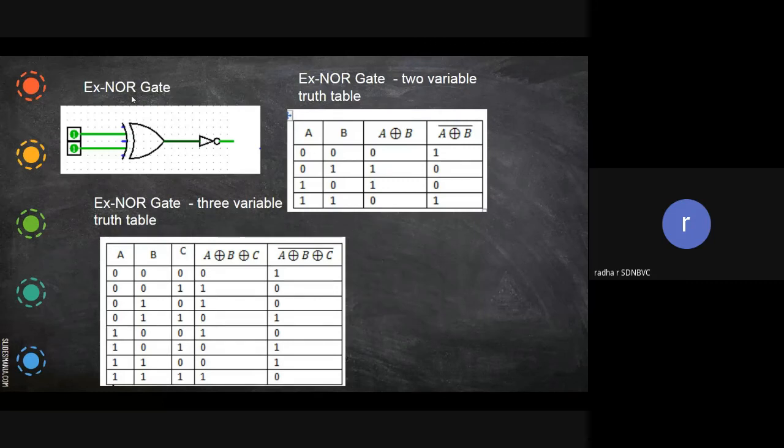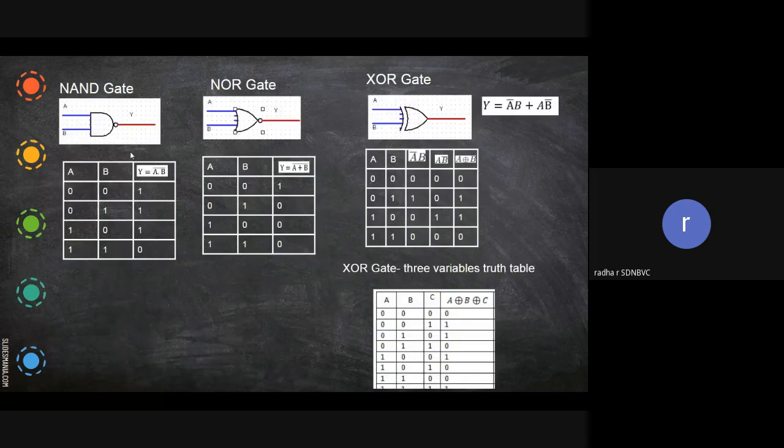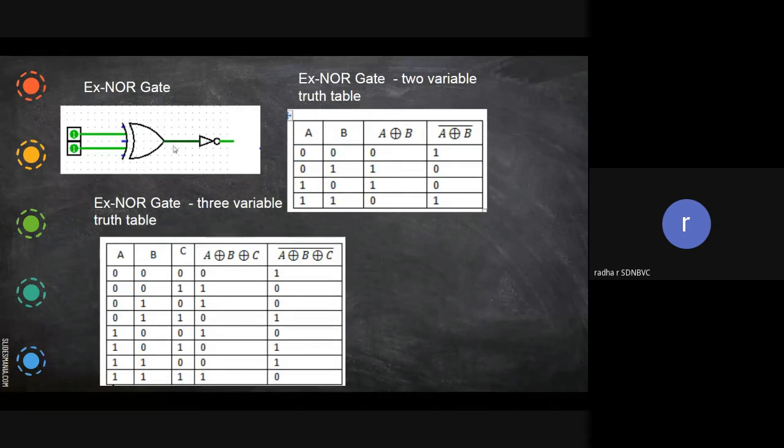Now, for XOR, we have just seen XOR. Now we'll see the XNOR gate. The XNOR gate can be written like this. See here, the previous thing, there will be a slight arc. This is like an OR gate. Then before that, you'll have one more arc. This is said to be XOR. For XNOR, a bubble comes here. That's all. See here, instead of the bubble, I have given the NOT gate.